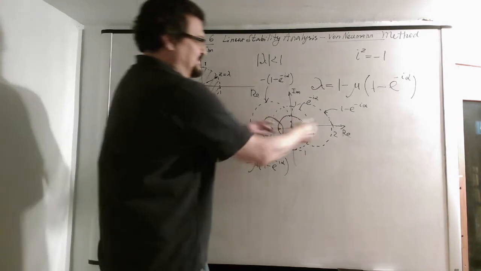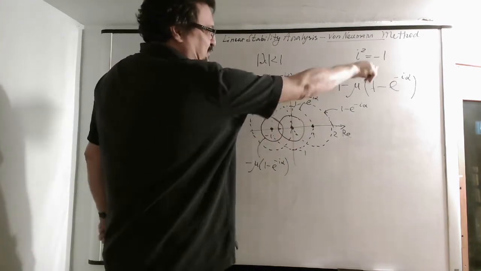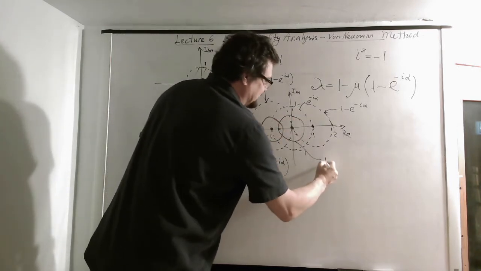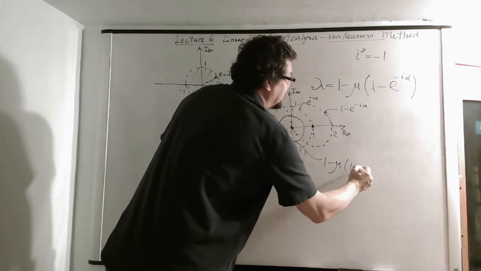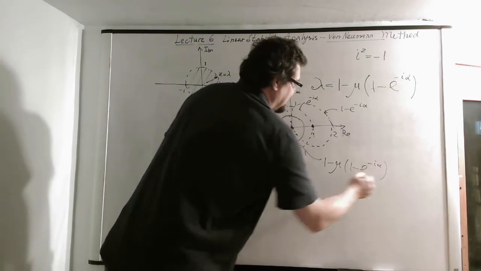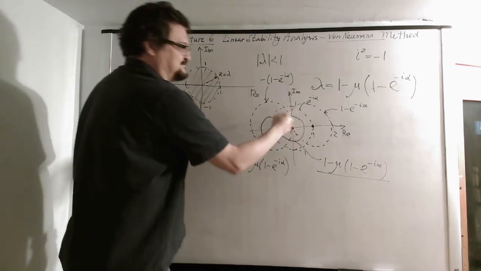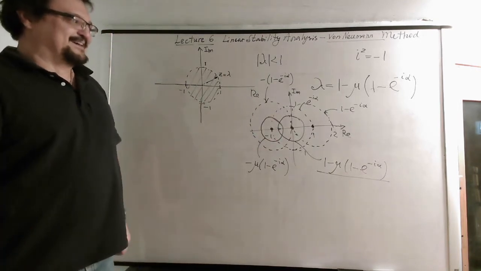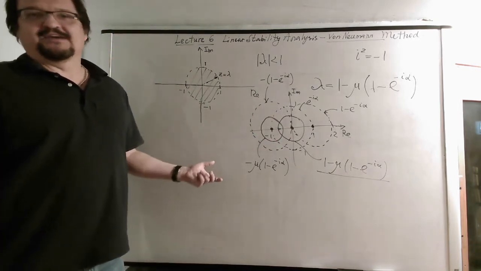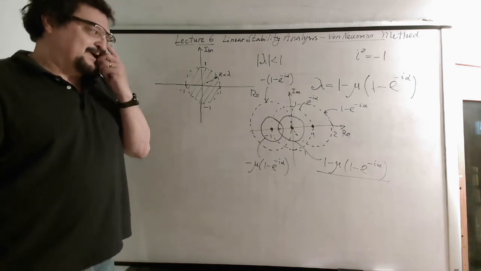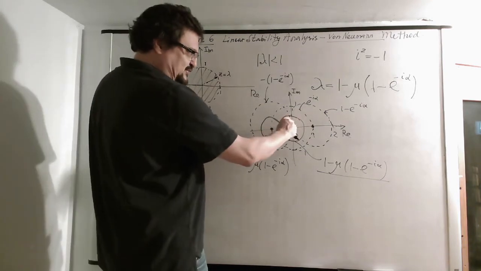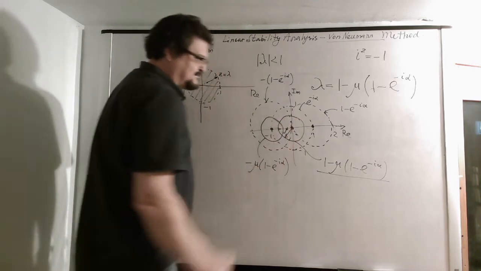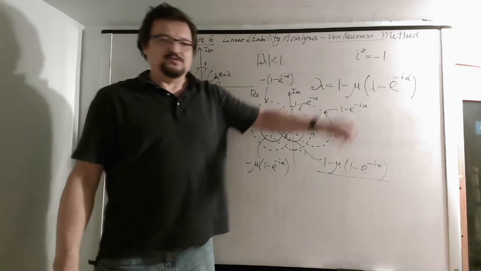So by using these operations, we arrived at this 1 minus mu, 1 minus e to the minus I alpha. This is what our lambda is. This circle centered at 0. Of course it's accidental, it's not always like that, but in this case it is. And so we need this radius, and the radius of this circle is actually mu, because we multiplied by mu.